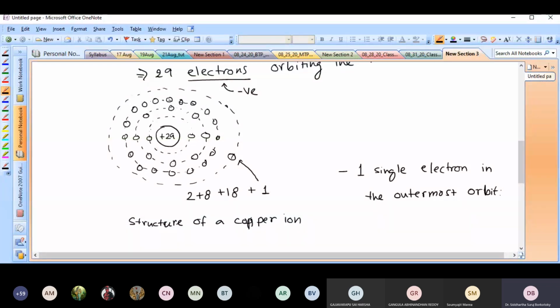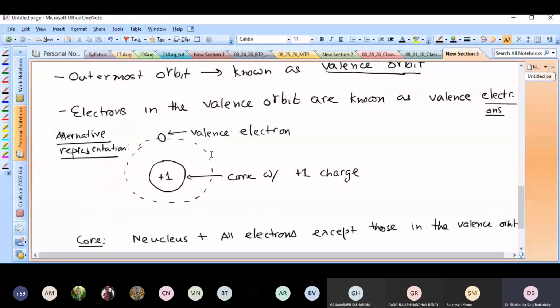So if you look at this core, everything combined except for the valence electron, you have a net charge of +1. So you have a core with a net charge of +1, which consists of 29 protons plus 28 electrons. And then you have this valence electron. So essentially you can think of it as a core with +1 charge attracting a valence electron with a -1 charge. So that's the entire idea.